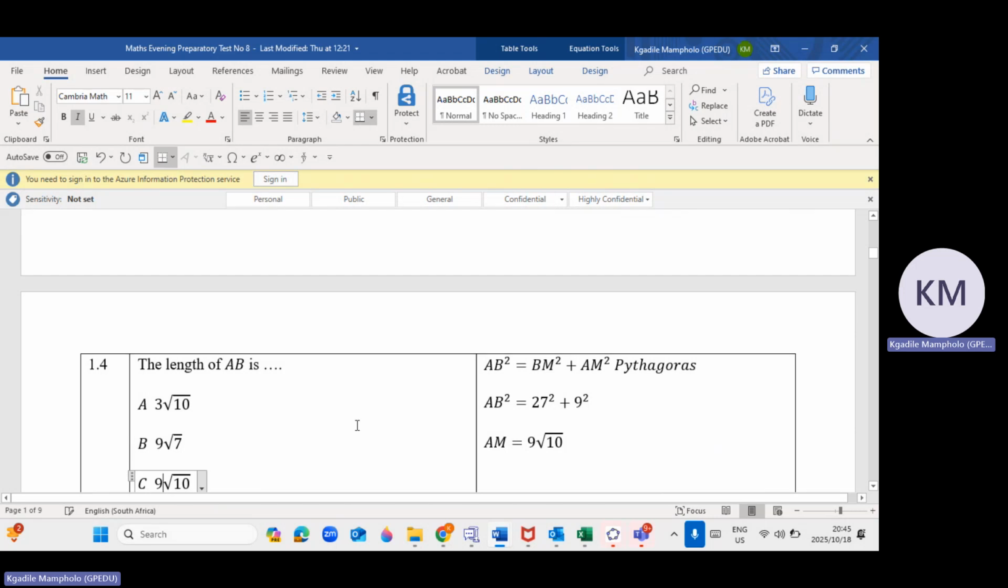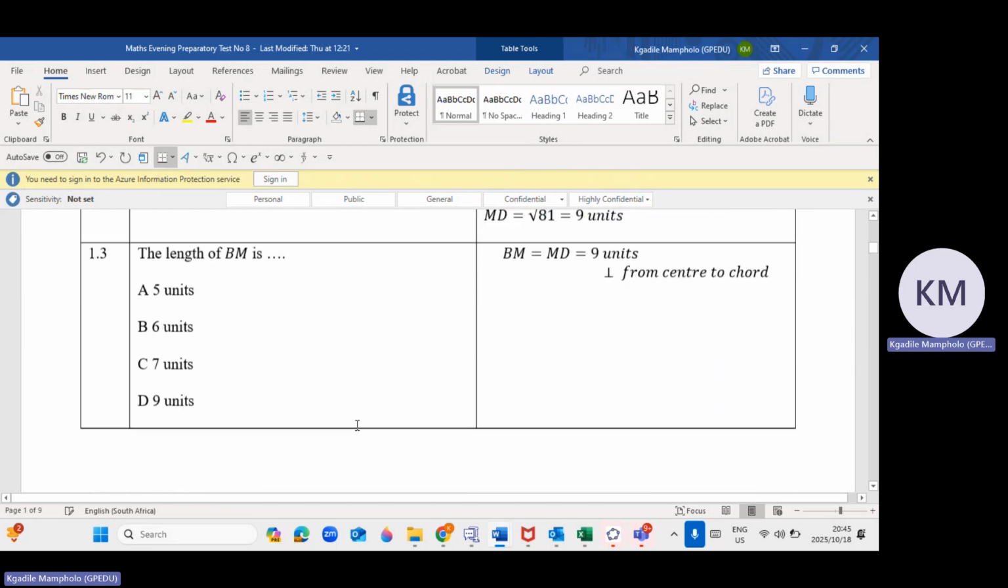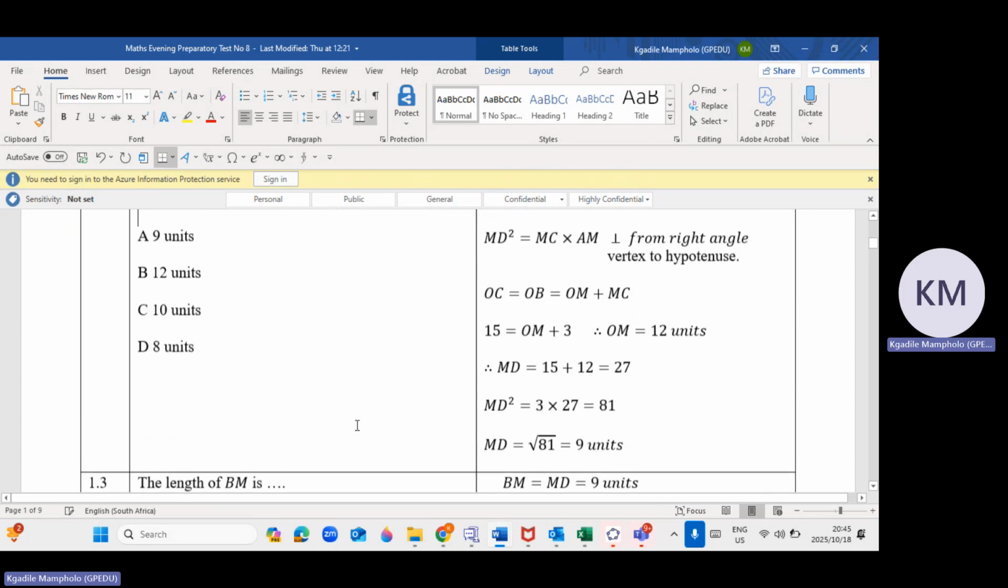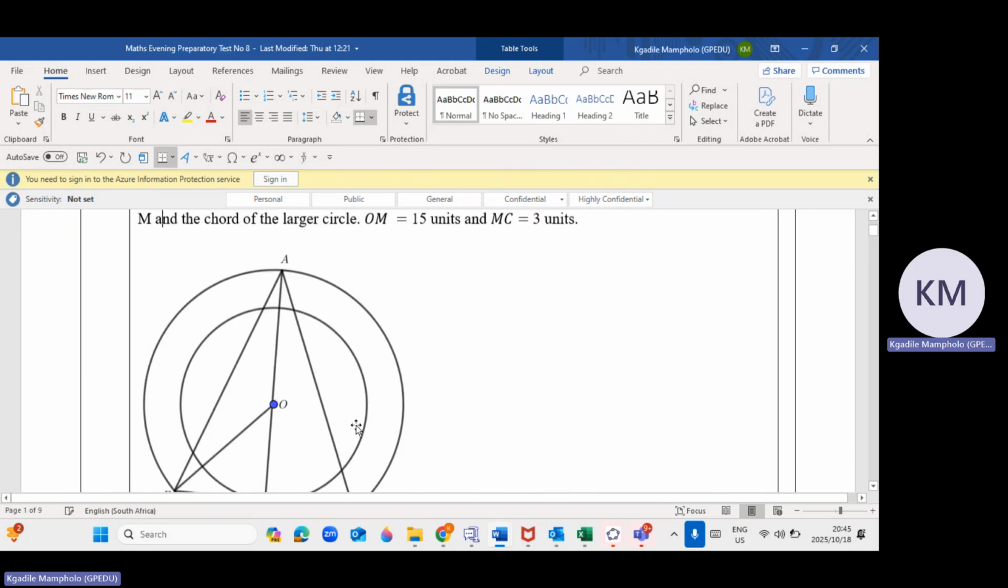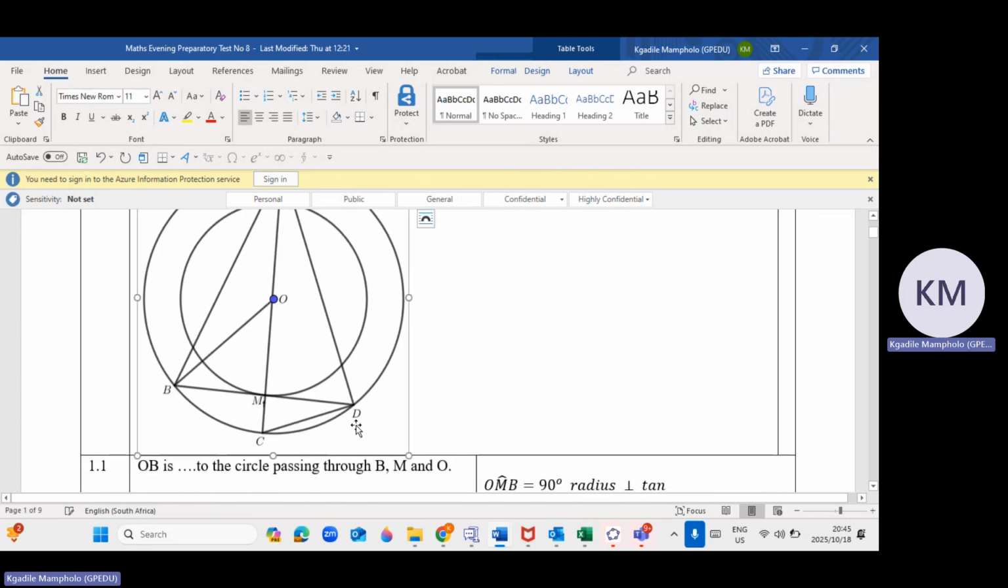(1.4) Find the length of AB. Let's go and check where AB is. The length of AB will be easy to calculate because already we know that AM is 27 units, which is 12 plus 15, and then BM is 9.